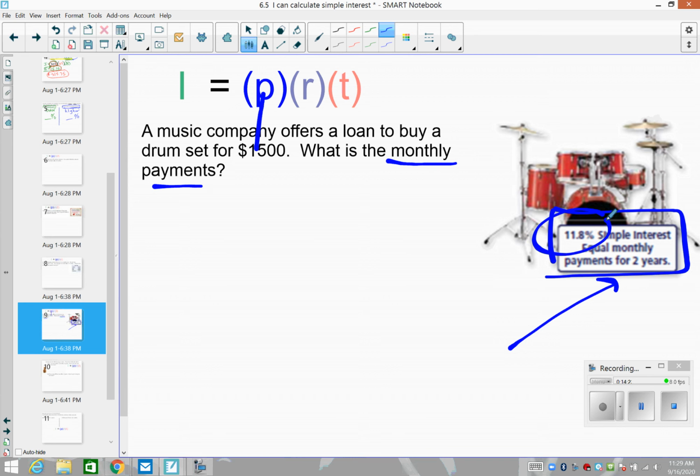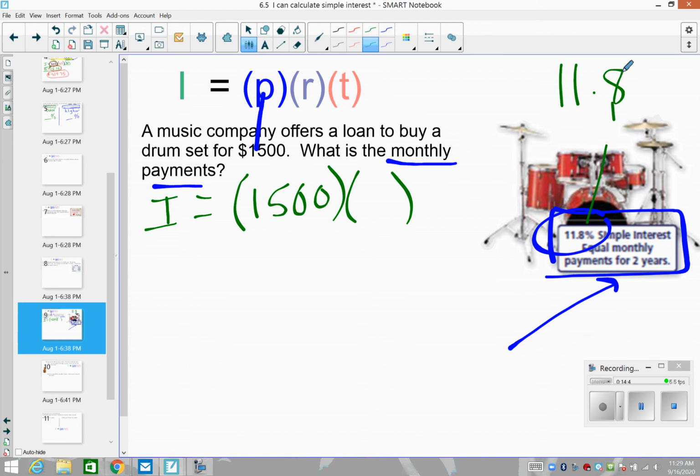Cool. So let's first of all figure out the interest that you will have to pay. Now, this is not a bank account. This is money you're borrowing. That means you have to pay the money, right? So the principal is $1,500, and the rate is 11.8%.